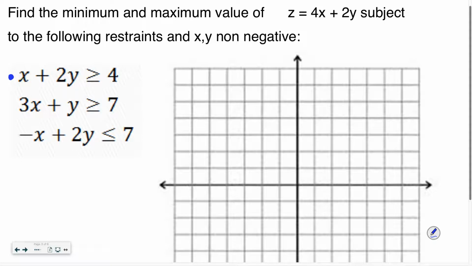So x plus 2y equals 4. What would the x-intercept be there? 4. Okay. And what would the y-intercept be? 2. Okay. So that's the line x plus 2y equals 4. Okay. I'm going to label that in case I need to do an intersection later.